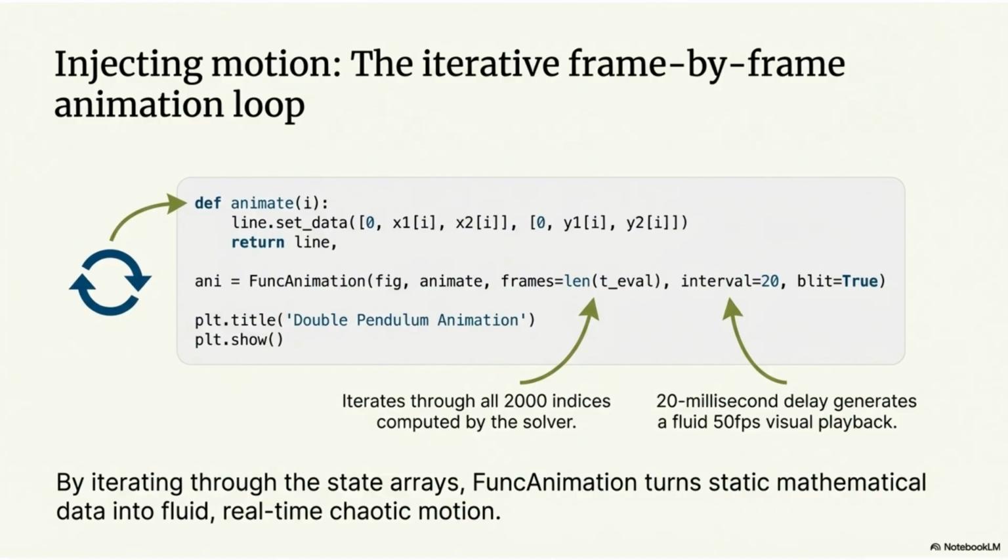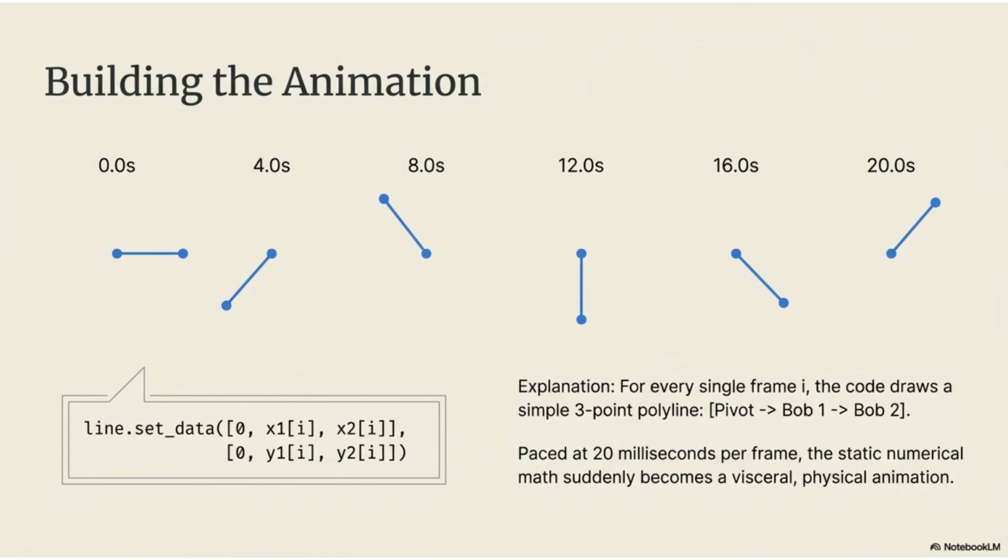To animate the motion, we use the FuncAnimation loop. It iterates through all 2,000 computed frames, with a 20 millisecond delay between each frame, providing a fluid 50 frames per second visual playback. The animation is created by drawing a simple 3-point polyline from the pivot to bob 1, and then to bob 2 for every frame i. The static numerical math transforms into a visceral physical animation.